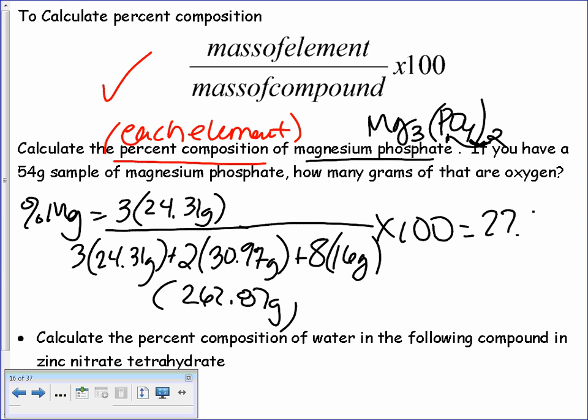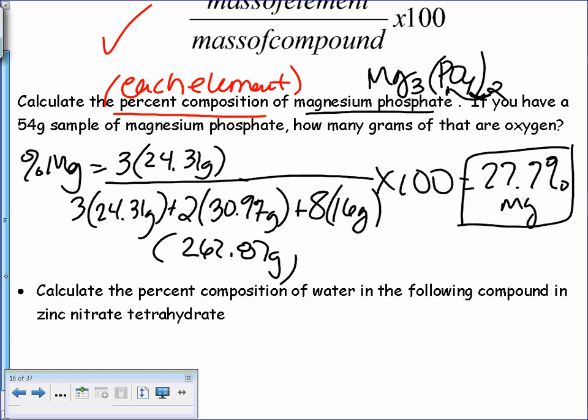27.7%. Okay, so that's 27.7% magnesium. Do the same thing for phosphorus. Now that you have the total mass, that part's really easy. So now after you get magnesium, you can go ahead and do the same for phosphorus.